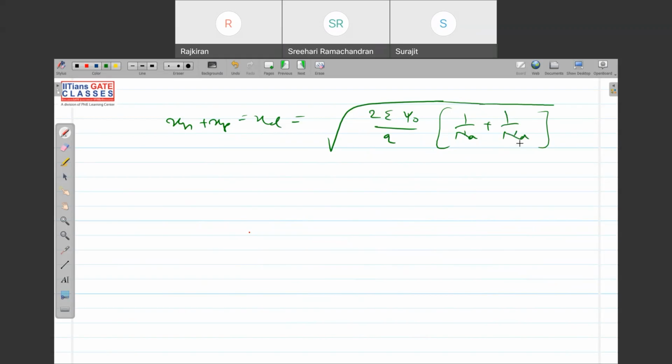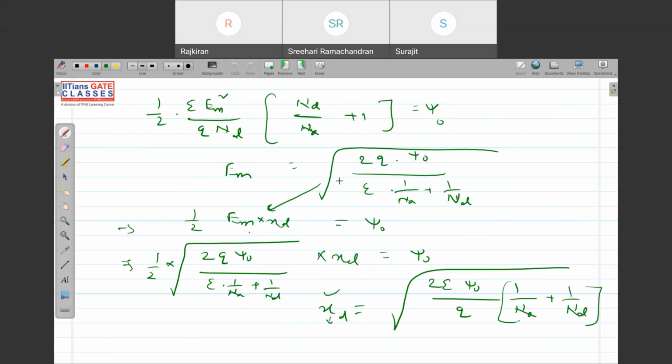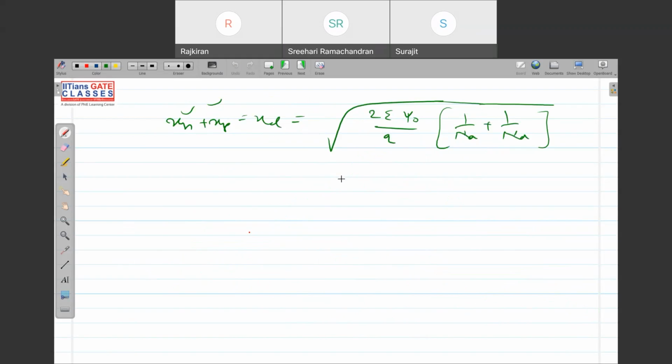Suppose I want either xn or xp. How to calculate? Please tell me. Cherry, you can tell me. If I want that, from the equation Na into xp equals Nd into xn. Perfect. So what is xp? xp is equal to Nd by Na into xn.